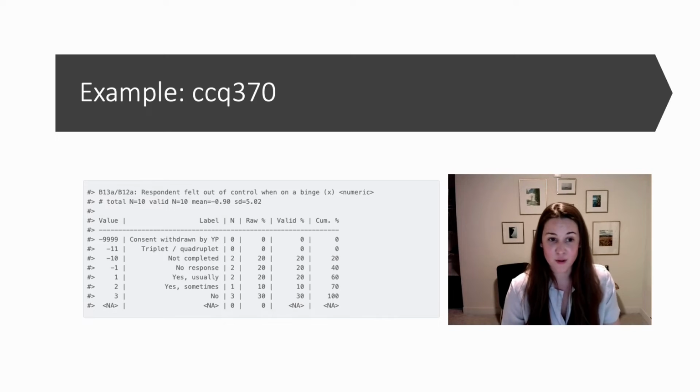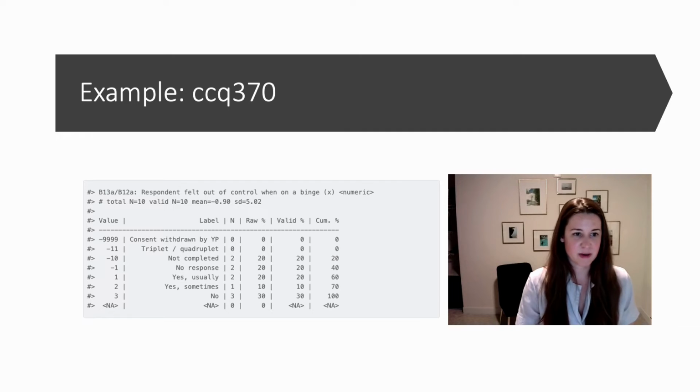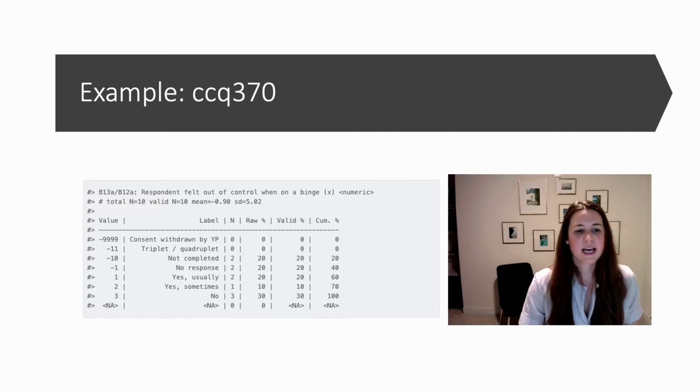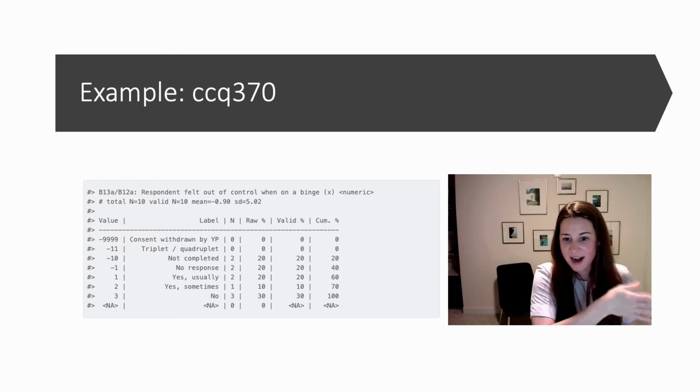And here's another example from this same set. This says respondent felt out of control when on a binge. And you can see here we have those -10s. And this is not completed. So that's different than a no response. And if I look a little bit closer, I might actually see that that is a variable where, if you said no, that you had never had an eating binge, it wouldn't ask you that next question about whether you were out of control.